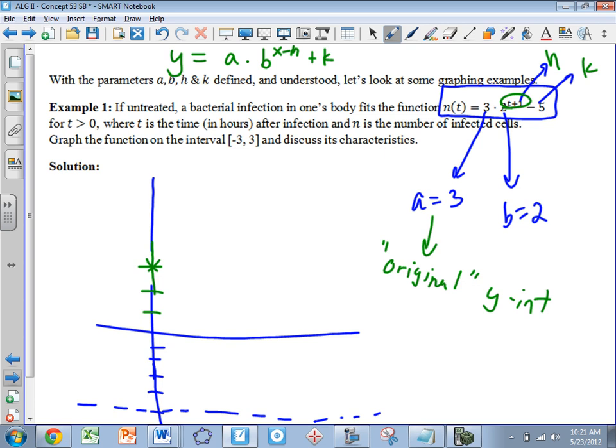Now, the shift here is left 1. The shift here is down 5. So start with that spot you have marked. Go left 1 and down 5 and put a point. Go left 1 and down 5.